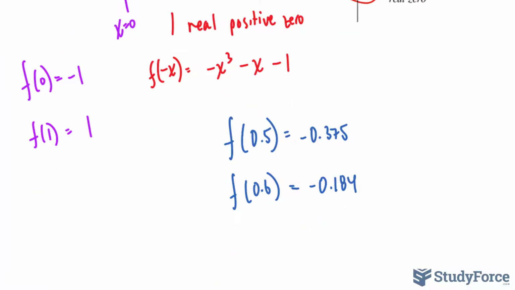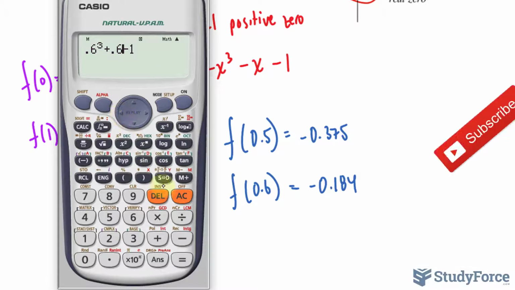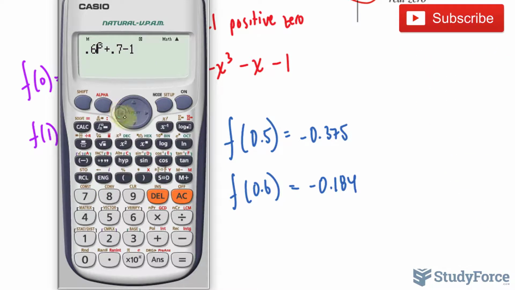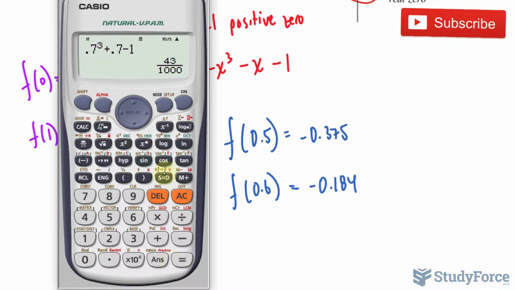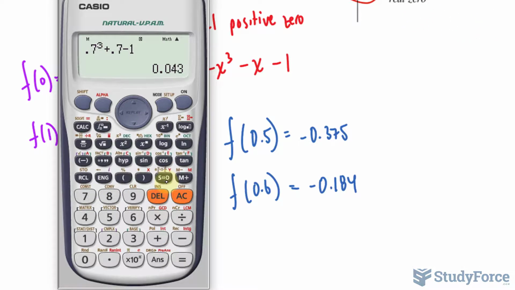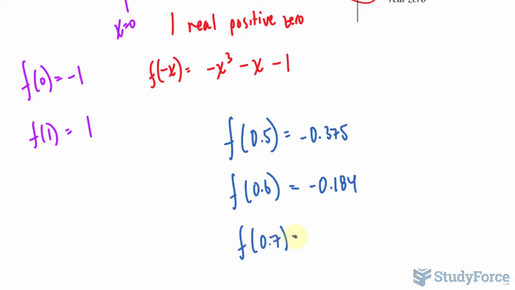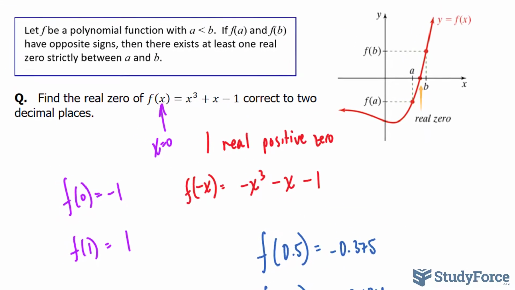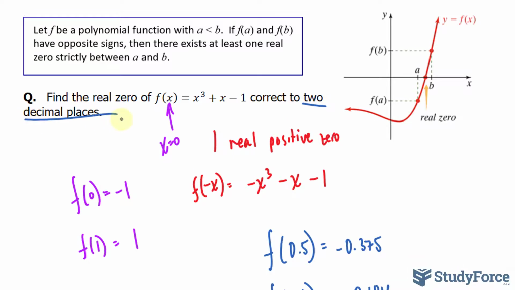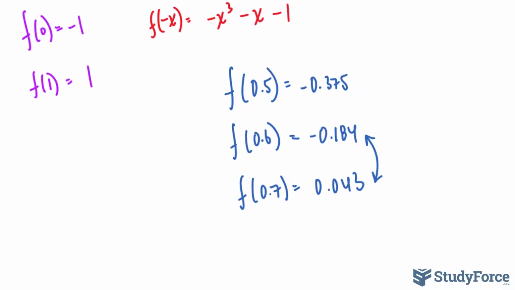Let's continue. Let's try 0.7. We're getting closer. Change that to 0.7 and this one. And this time we get a positive number, a positive output, 0.043. So it has to be between 0.6 and 0.7 because of the change. Now I can't just take the average, of course. I need a number that is to 2 decimal places. You see, 0.6 and 0.7 were to 1 decimal place.